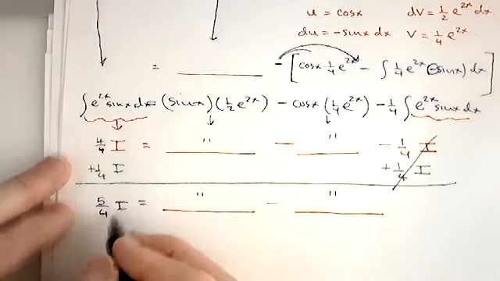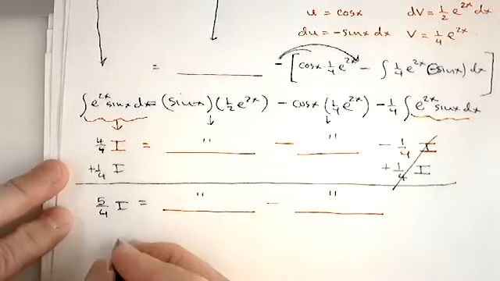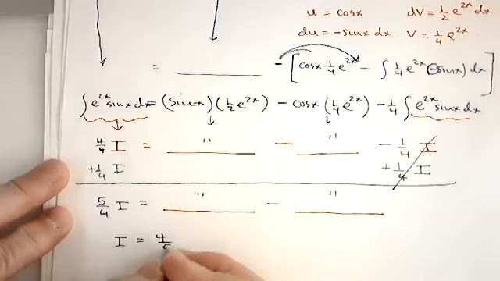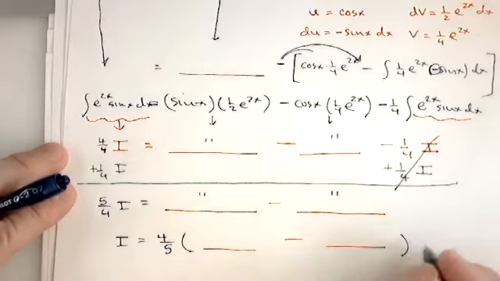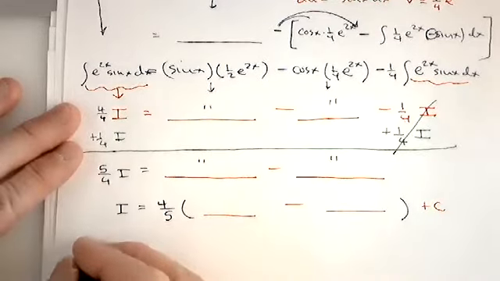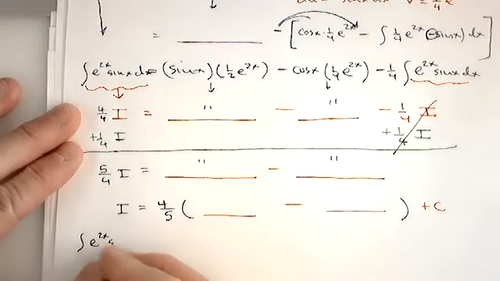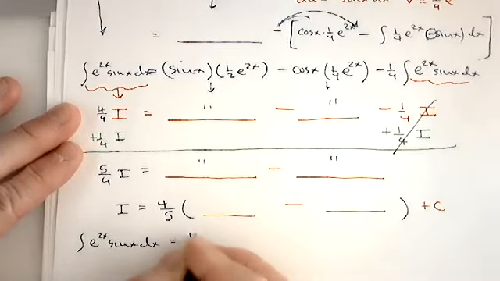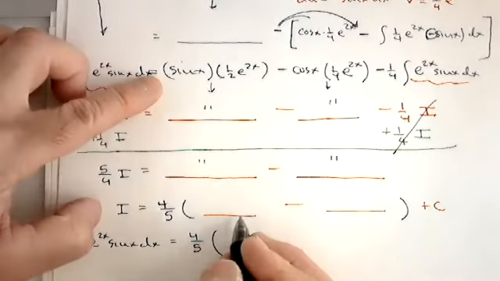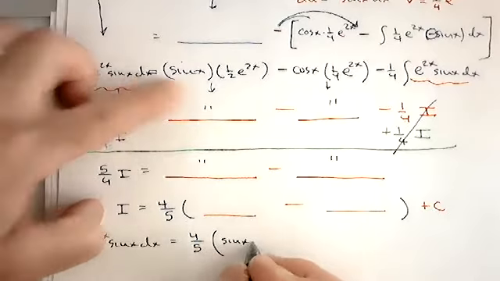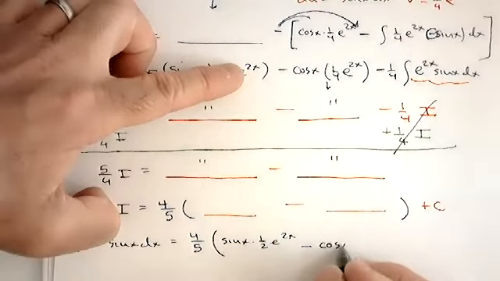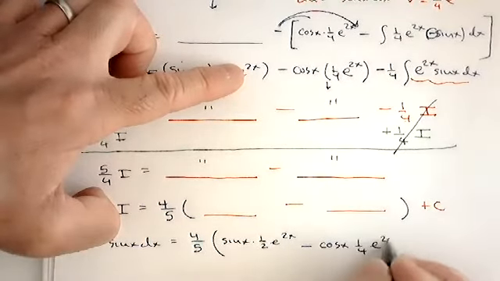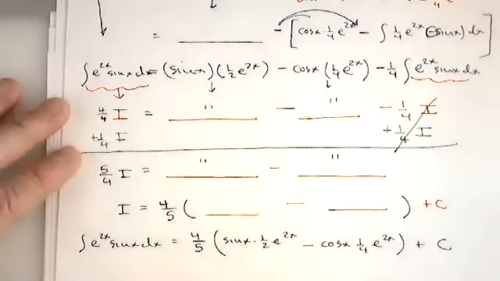What would I do to get I by itself? I would either divide by 5/4, which is the same as multiplying by 4/5. And that is the answer. And we just stick a plus C on the very end. So again, by I I mean the integral of e to the 2x times sine x dx is just going to equal 4/5 times sine x times 1/2 e to the 2x minus cosine x times 1/4 e to the 2x plus some constant.